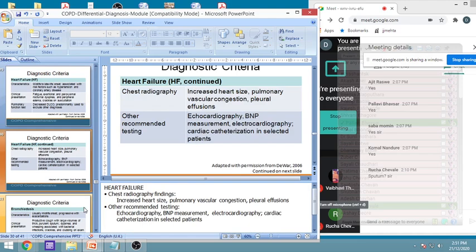There is increased heart size in heart failure, pulmonary vascular congestion, and there can be chances of pleural effusions. This can be obtained from chest X-rays or radiographs. Other recommended tests are echocardiography, levels of BNP, that is brain natriuretic peptide, then ECG, and then cardiac catheterization. So this is how it guides the various diagnostic criteria.